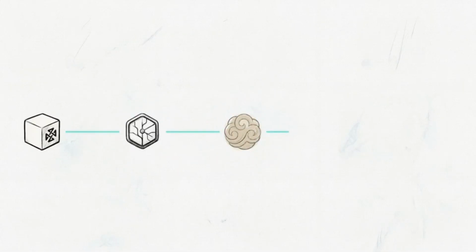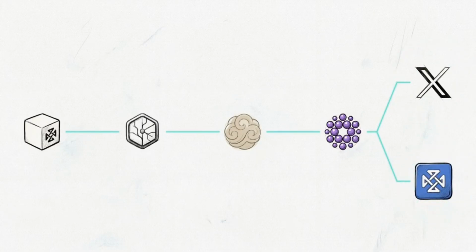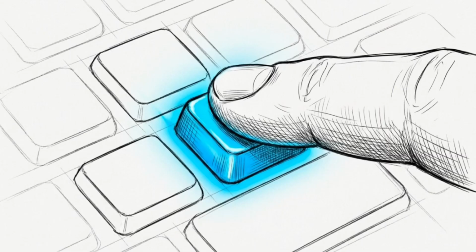To build this, we'll use Notion as our input, N8N and Claude 3.5 Sonnet for processing, and Make.com to distribute the final posts to your X and LinkedIn accounts. Once this architecture is in place, you move from manual content management to a single-click workflow.